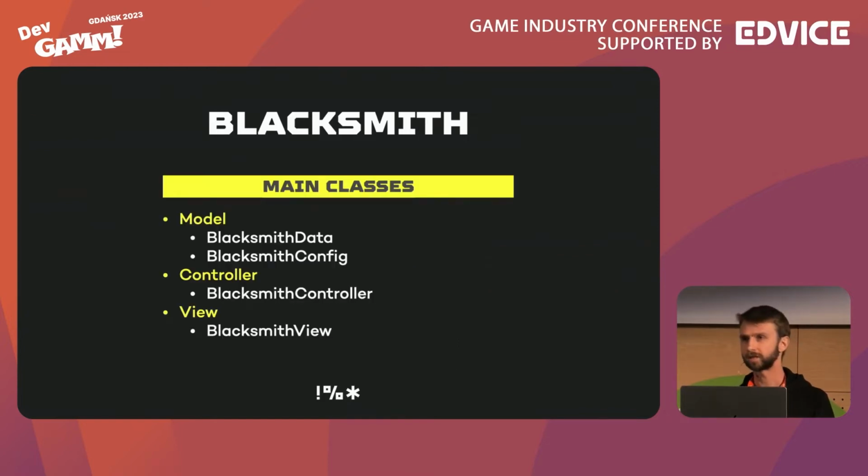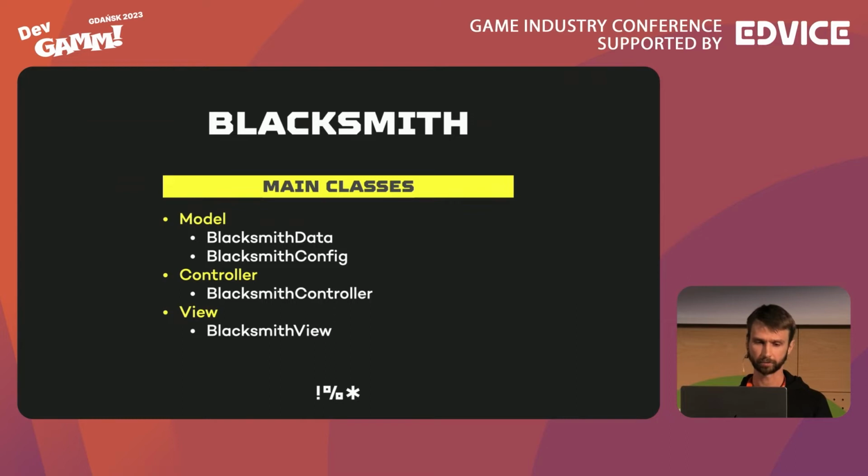So in order to do that, I propose to split our classes into 3 groups. We can start with model classes, which are basically the classes that store the data, some settings of our feature. The controller group is where we store classes connected to the main logic of the game. So for example, in this case, it will be taking gold from the player and repairing stuff.